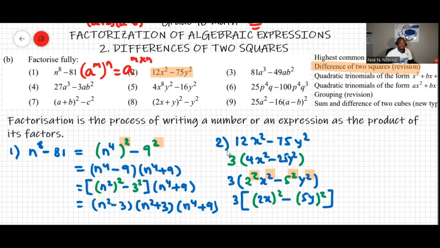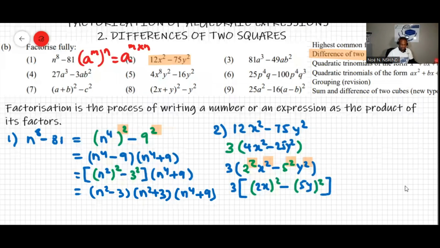Now, notice we have a difference of 2 squares, because we have 2x to the power of 2 minus 5y to the power of 2. This can be written as 3 open brackets 2x minus 5y close bracket, and then 2x plus 5y close bracket. Now we're done with question 2. Yes. Now question 3.